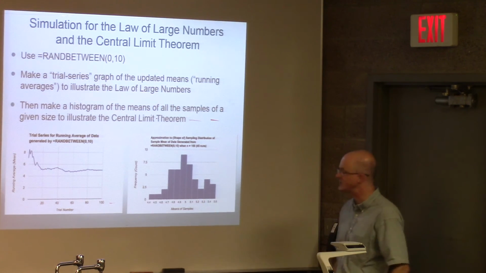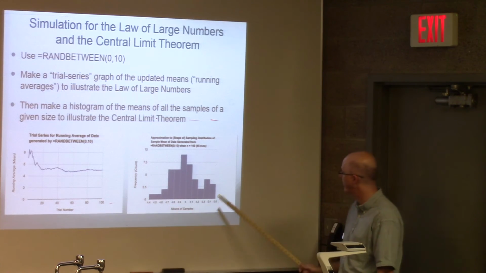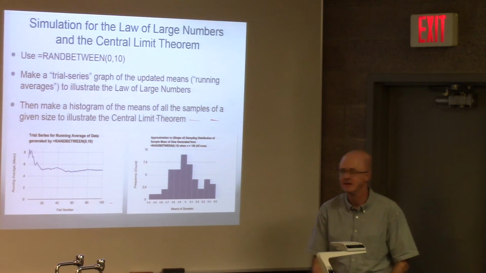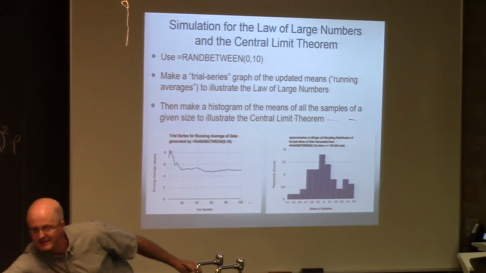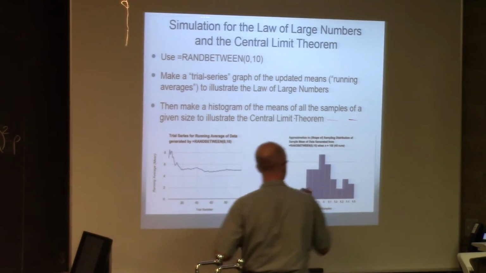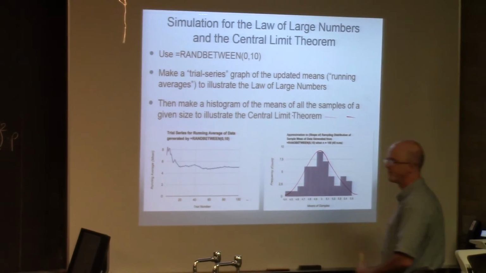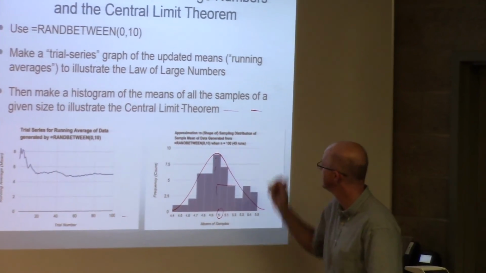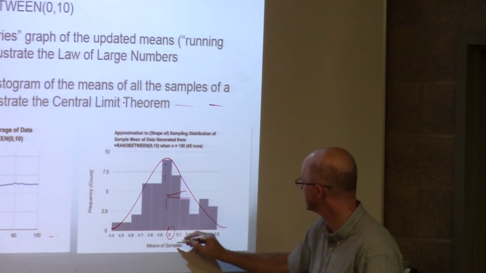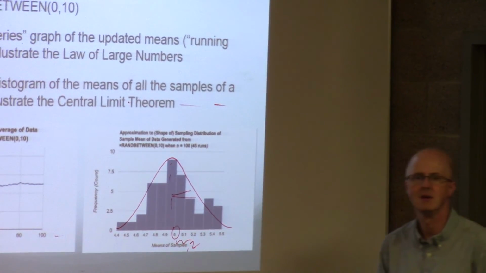And that's what this graph is showing. They're all between 4.4 and 5.5, in fact. It looks fairly normal, fairly symmetric, close to being centered on 5 like it should be. 5 is right there. What's the spread? Approximately that distance, which is approximately 0.2.